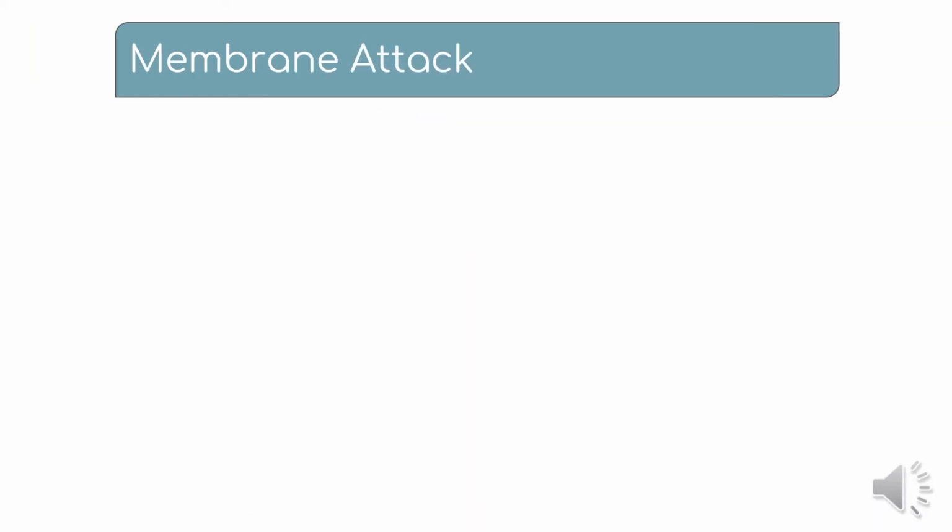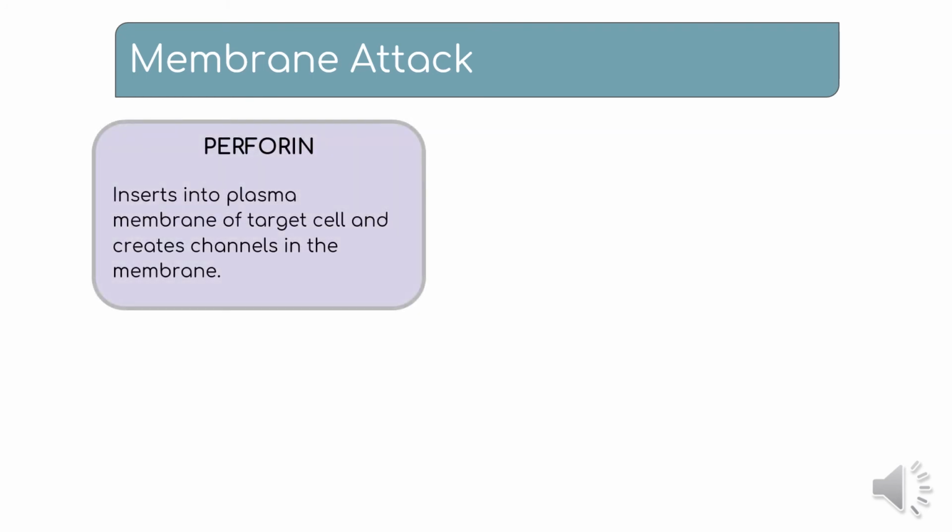The other mechanism for killing action is by directly attacking the target membrane of the infected cells. These cells bind to the infected body cells and release two proteins from their granules. First is perforin, which inserts into the plasma membrane of target cells and creates channels in the membrane. As a result, ECF flows into the target cells and cytolysis occurs.